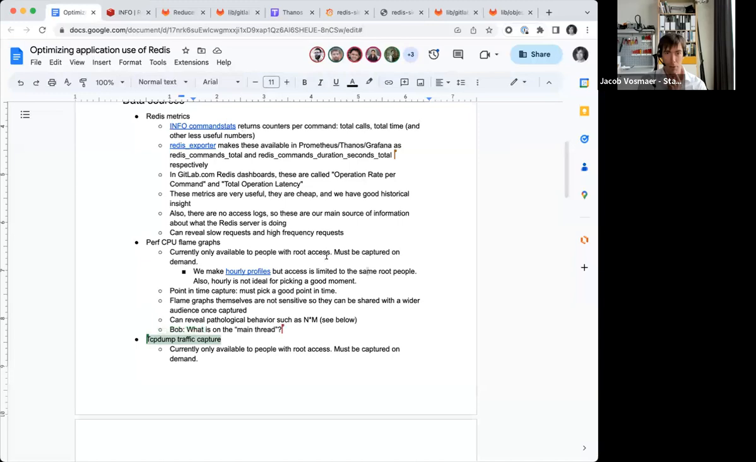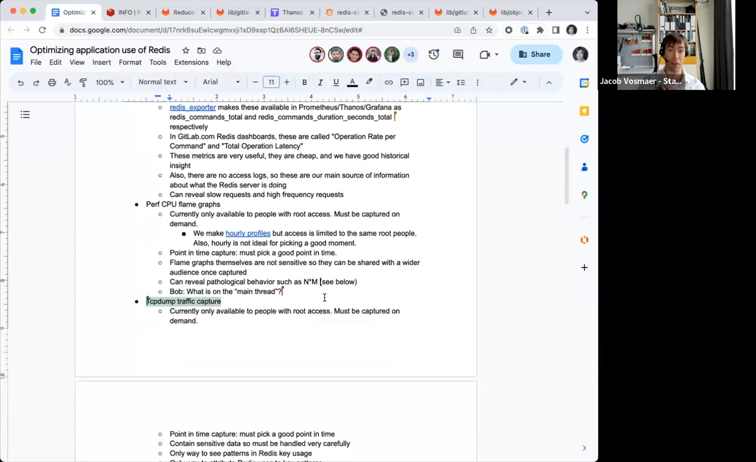So what else did I want to say about flame graphs? Yeah, so you see more, but the problem is you need to decide to capture them and you need access to capture them. This is something we could fix over time if we make higher frequency periodic profiles, so we give more people access to them. But right now, we don't have that.